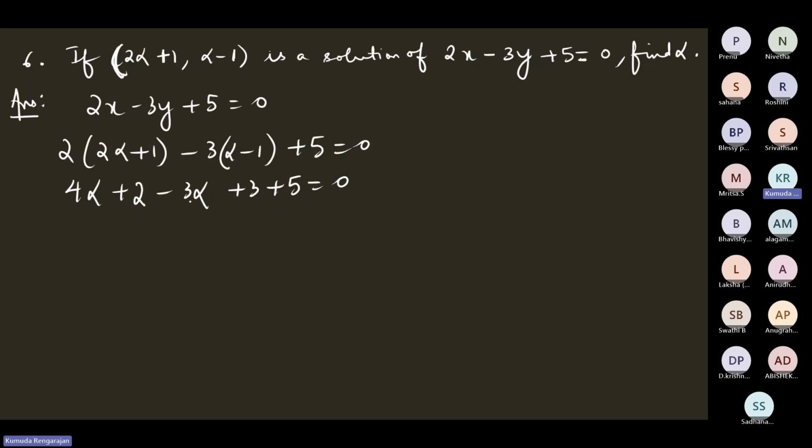So 4 alpha and minus 3 alpha is alpha. Plus 2 plus 3 plus 5, plus 10, is equal to 0. So the value of alpha is minus 10. The value of alpha is minus 10.